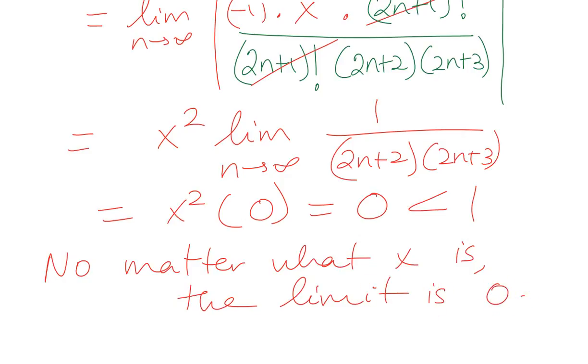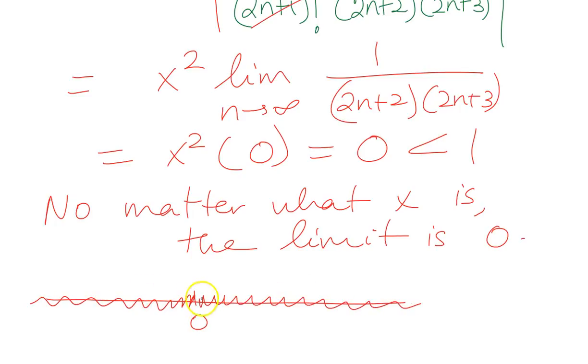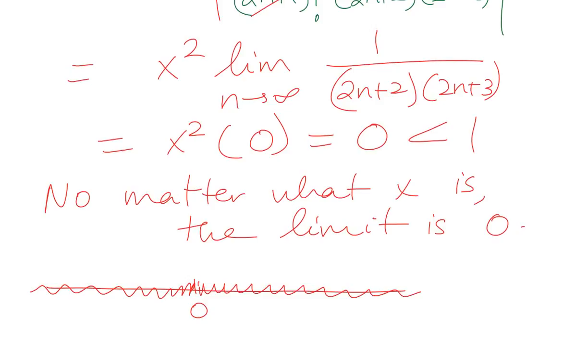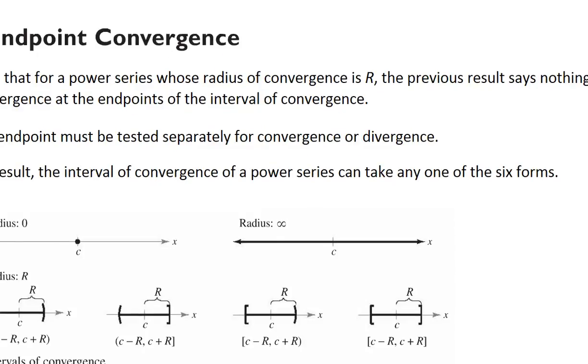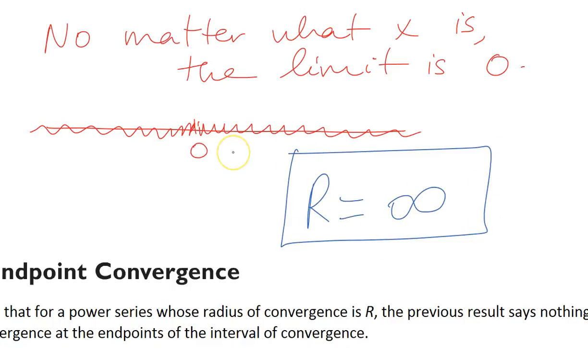What does that mean? The limit is 0 no matter what x is. So the series converges for all values of x. Here is your center. No matter what x is, it can be anything positive, it can be anything negative, it can be 0 because it's convergent at its center 0. No matter what x is, the series converges. So what do you think is the radius of convergence? The radius of convergence is infinity.